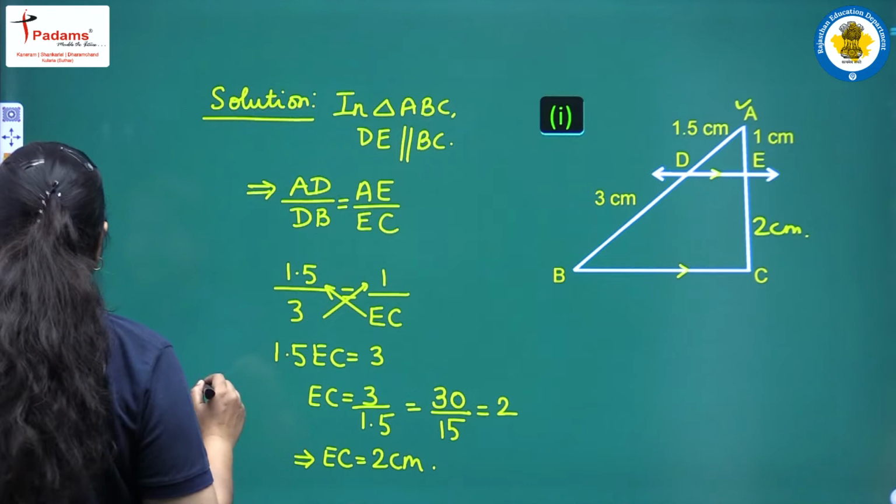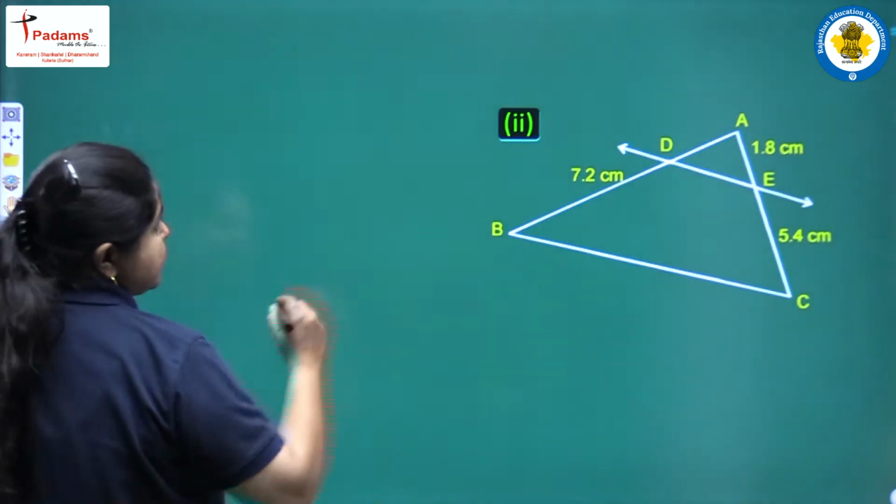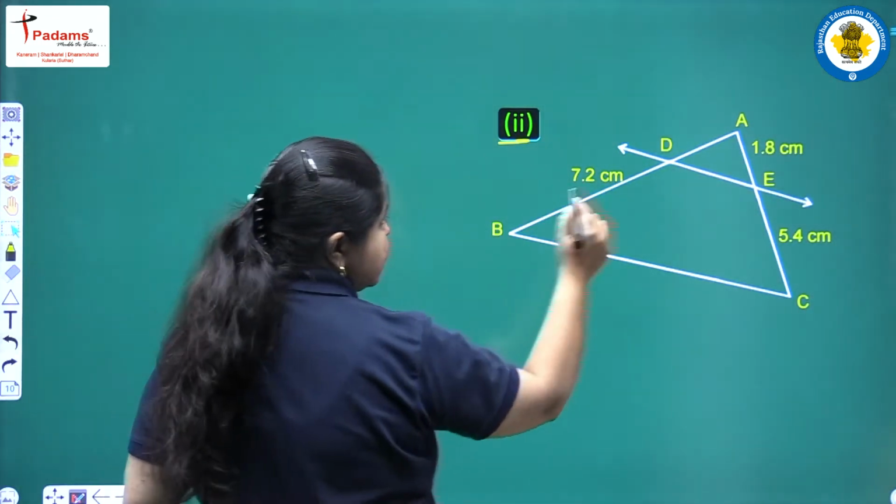I hope this is clear. Next we take second part. Here we have to find this missing AD.